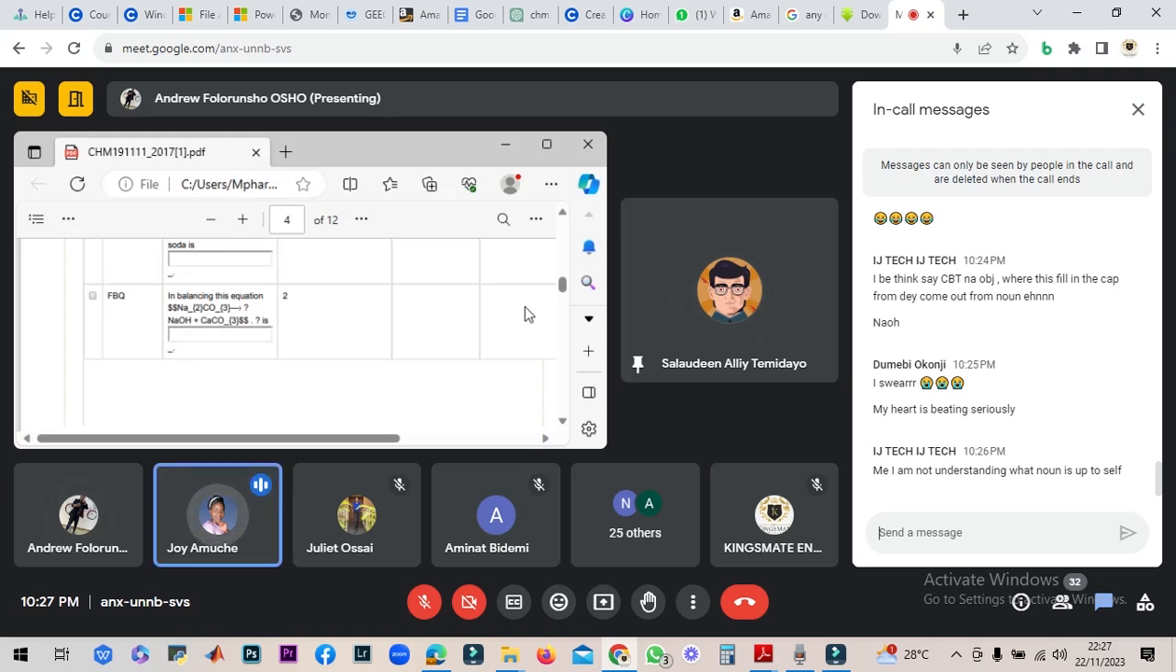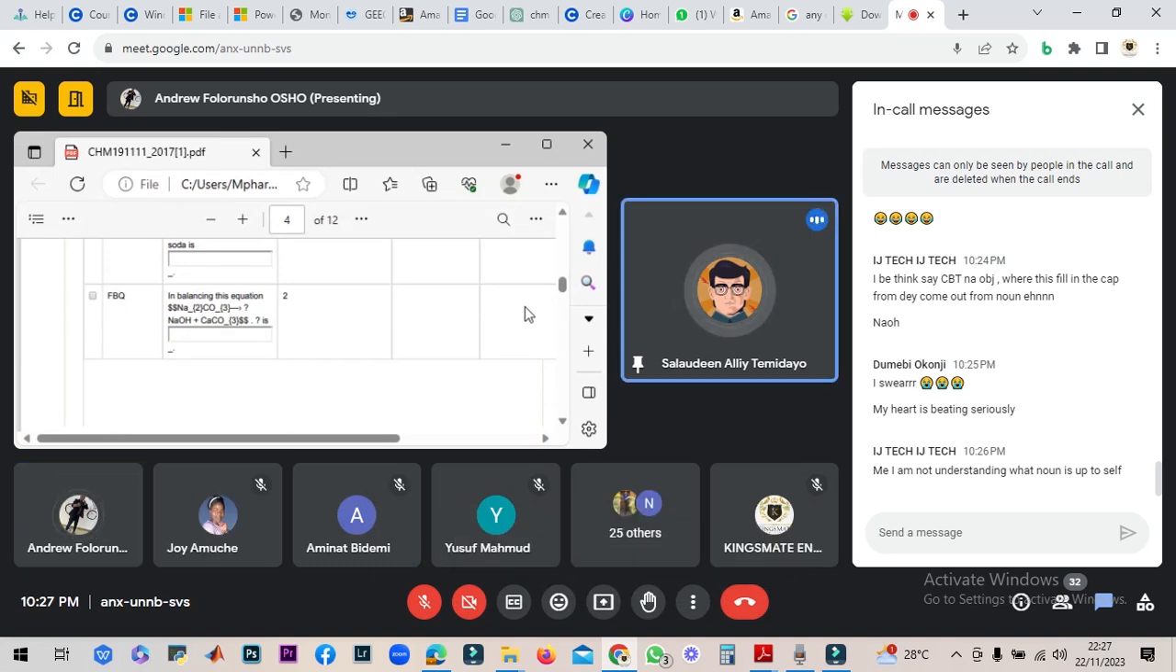How come calcium is there? What I'm saying is that they didn't write the equation completely. The question is not complete. It is NaOH plus CaCO3, so the reactant is not complete. This is what they are supposed to write. I'm going to write it out now.